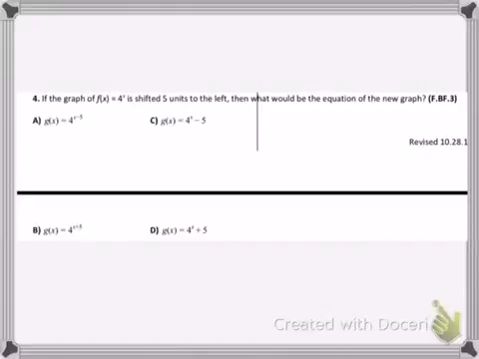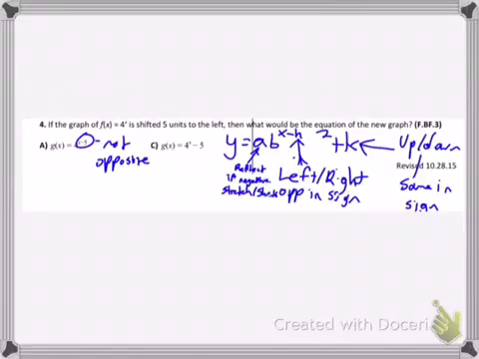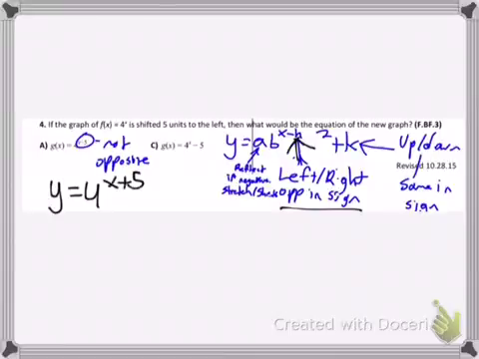If the graph of 4x is shifted 5 units to the left, what would be the equation? Right here, that one's not possible because it says minus 5. Notice that the h value here tells me left to right and it's opposite in the sign. So our equation for this would be y equals 4x plus 5, and the next one will make it go left 5. So it's always opposite.